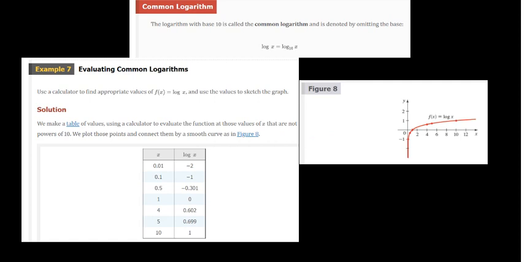Okay, so same procedure that we did before, but they're just evaluating with the base 10. That's really it. Which, by the way, your calculators default to base 10. Okay, now we're gonna have problems where we solve.